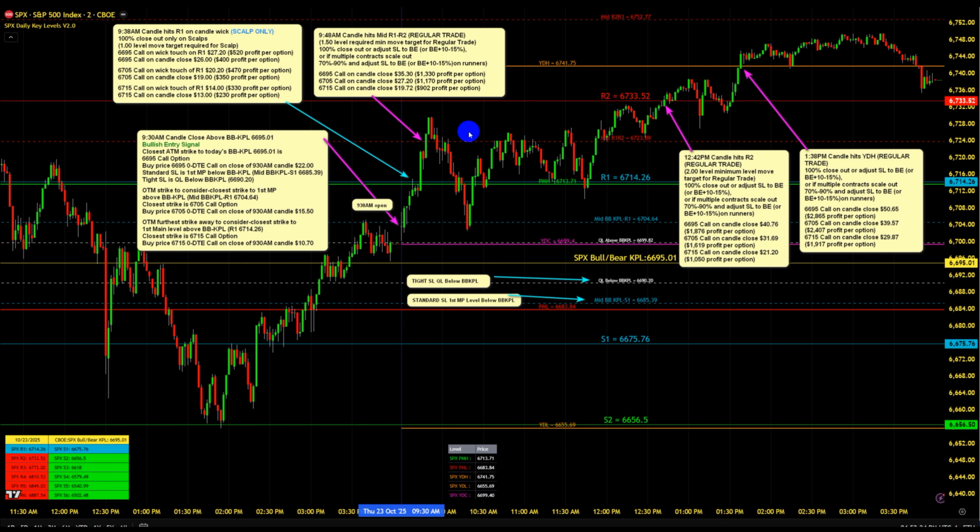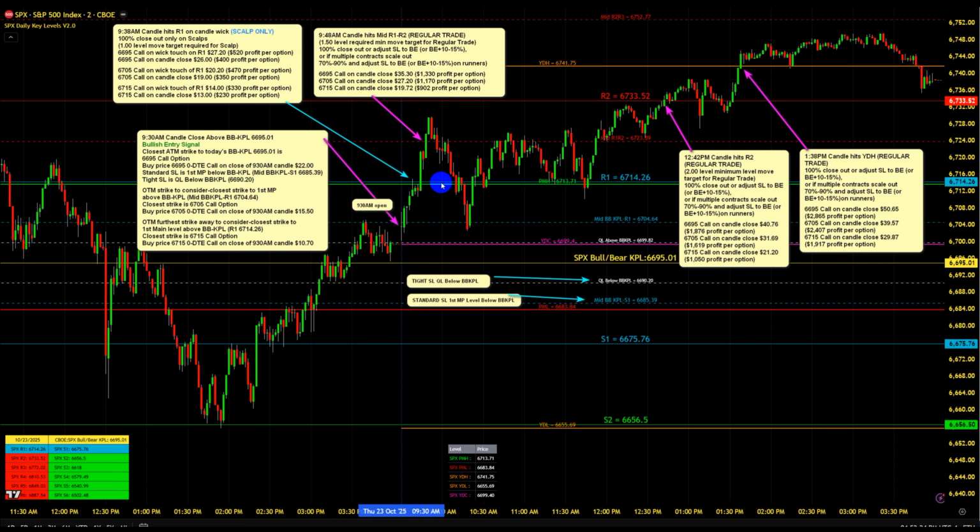Scalping with this indicator, you are looking for a one level move in your favor, and then you are closing out 100% of your contracts, whether you're trading one contract, two, three, 5, 10, 20, or what have you. You're not doing any stop loss adjustment when it hits the target. You are simply closing out all of your contracts on that scalp.